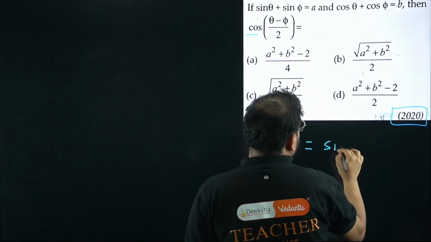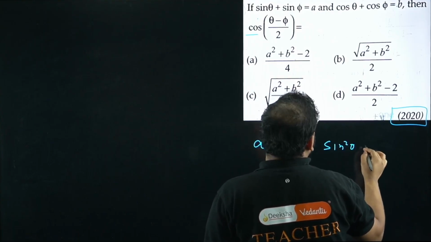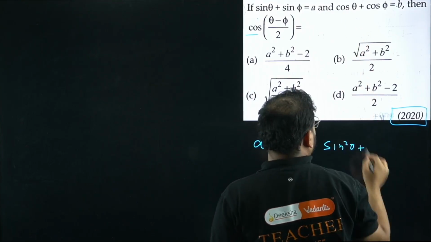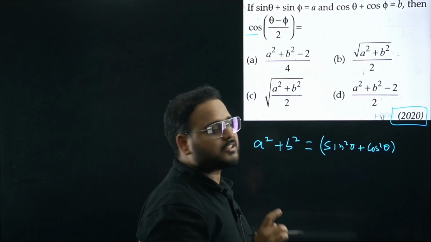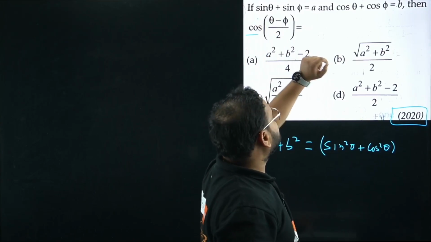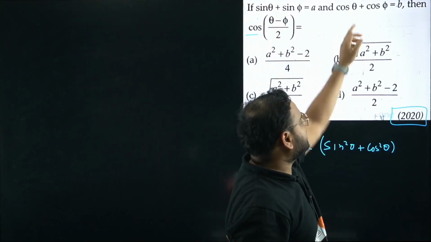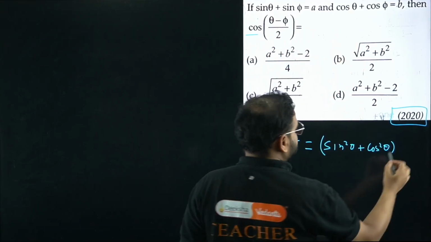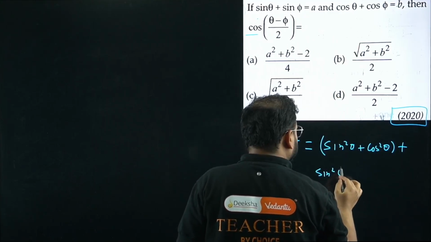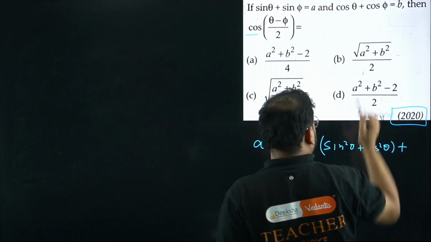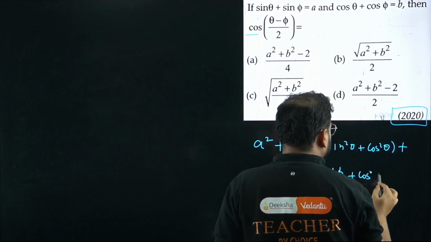I'm going to write directly sin square theta, and over here also cos square theta. I'm clubbing the square part of like angles together. From here I get sin square theta, and from here I get cos square theta, putting it together, plus, from here I get sin square phi, and from here I get cos square phi, putting it together.